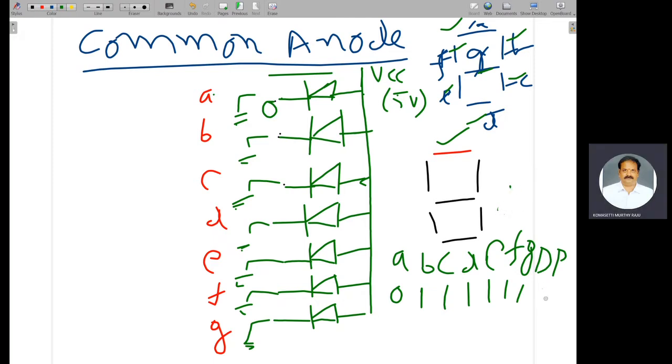The decimal point is indicated in red color, that is high. The decimal point indicated here is high. Okay, the value is 1. This is the common anode configuration. Common anode configuration. Come to the next one.